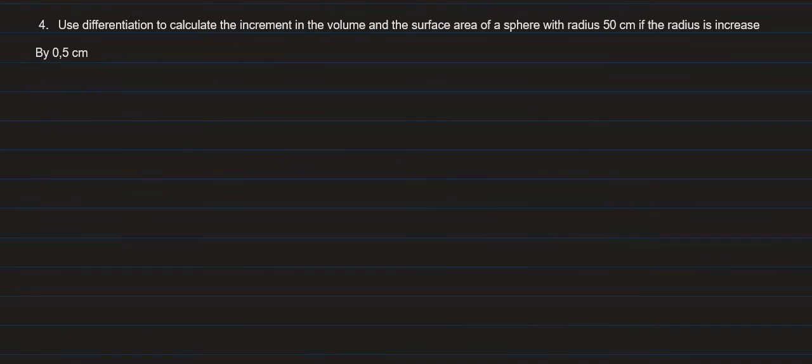Example number 4. Use differentiation to calculate the increment in the volume and surface area of a sphere with radius 50 cm if the radius is increased by 0.5 cm. We want the change in volume and change in surface area. The volume of a sphere is 4/3 pi r cubed.